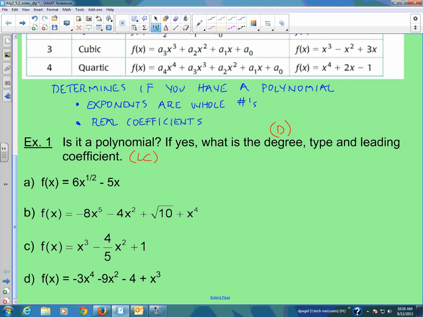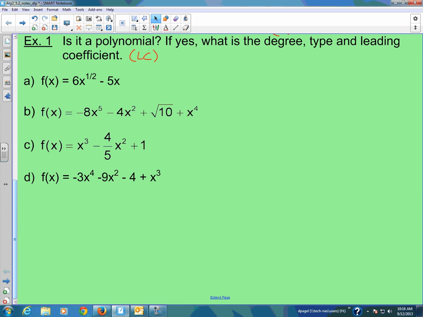All right, looking at these, f of x equals 6x to the 1/2 power minus 5x. The first thing I notice here is, and I always kind of go look at my exponents before I look at anything else, I notice that in this case, I have an exponent of 1/2. And 1/2 is not a whole number. And therefore, this is not a polynomial. All right, there we go with that one.